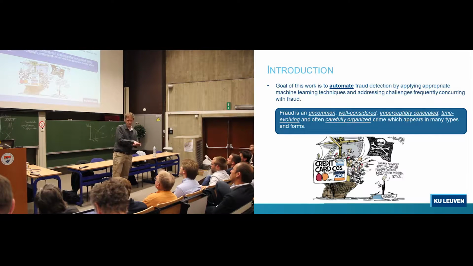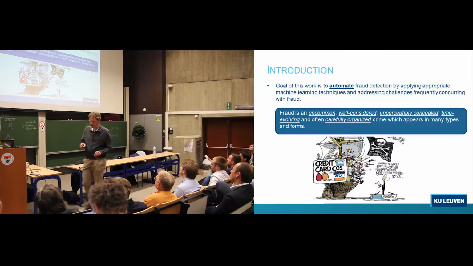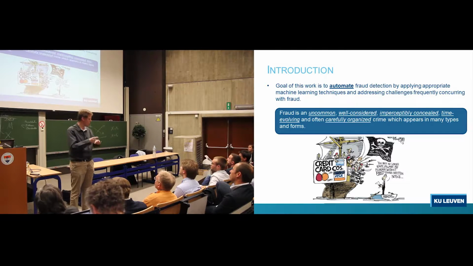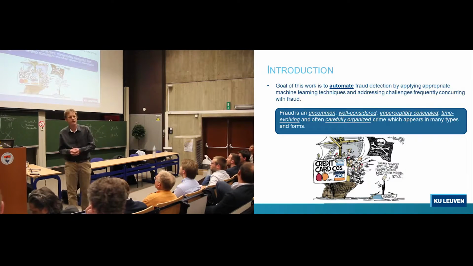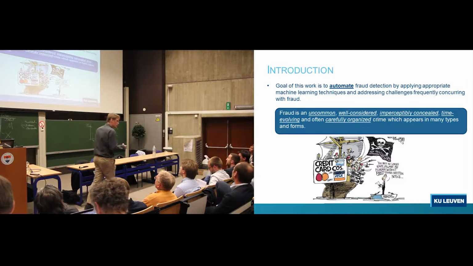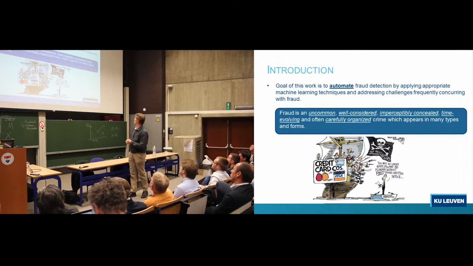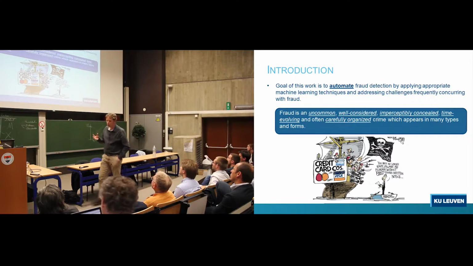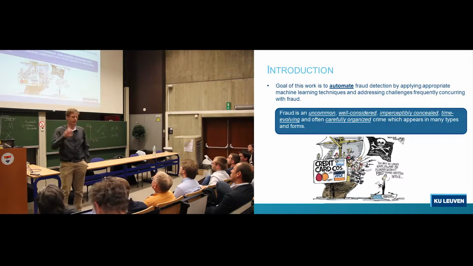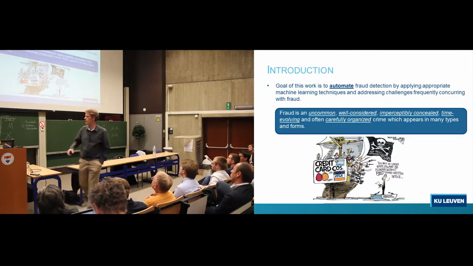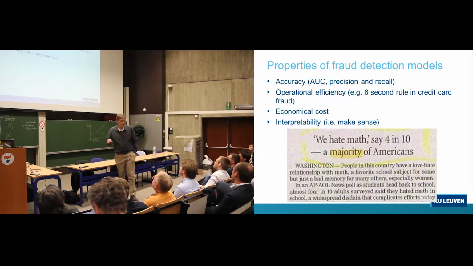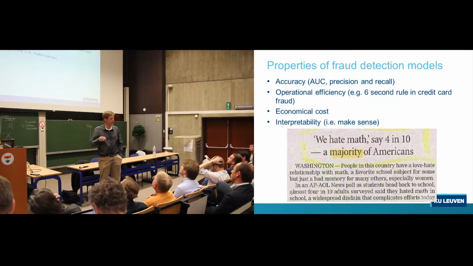It's time evolving. I told you that when you deploy an analytical model, you're constantly running behind the facts. That means that the fraudsters are going to try to continuously outbeat your analytical model by devising new fraud mechanisms. It's carefully organized. Well, throughout the work that we have done, we have found fraud to be a very social mechanism. Properties of fraud detection model, they should be accurate. Accurate in terms of AUC?